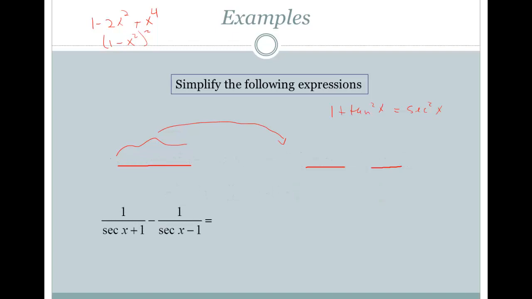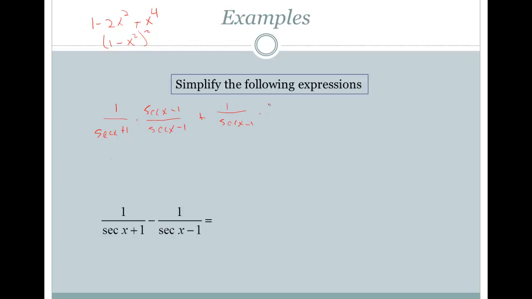In this particular example, nothing obvious jumps out at me right off the bat. So what I would do here is just start to simplify this expression by getting a common denominator. Common denominator here is secant x plus 1 times secant x minus 1. If I do that, I have to multiply. If I have 1 over secant x plus 1, that first term I have to multiply top and bottom by secant x minus 1 over secant x minus 1. Then I have to do the same thing on this side except with plus 1.